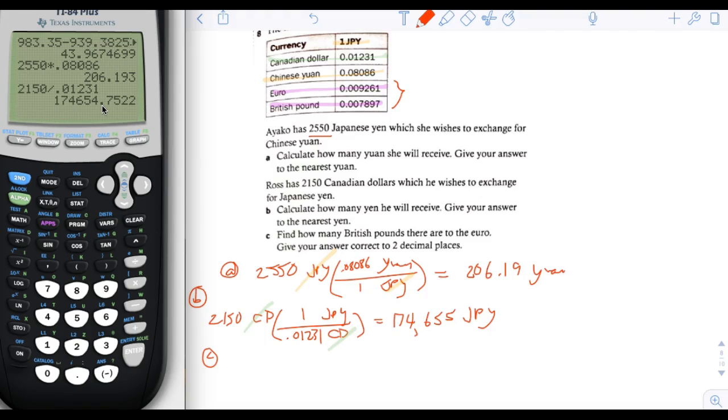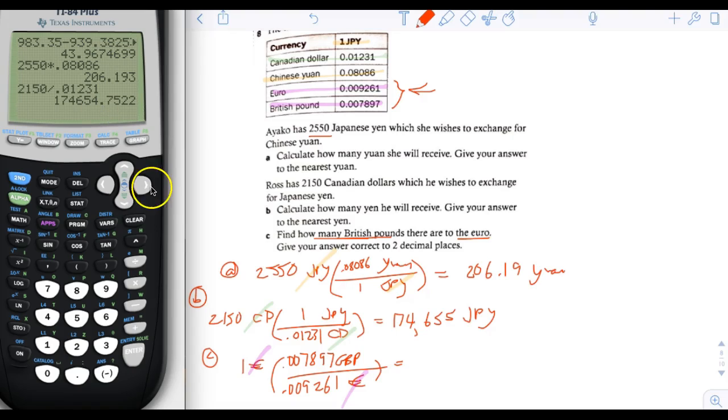So if they say find out how many British pounds there are to the euro, that means they want an exchange rate for 1 euro to how many British pounds. So we're going to start with 1 euro, and we're going to use a domino that has euros on the bottom and British pounds on top. And we're going to use these 2 rates right there. So the British pound amount is 0.007897. And the amount for the euros on the bottom would be 0.009261. And then the euros will cancel out, and we'll end up with a GBP per euro rate.